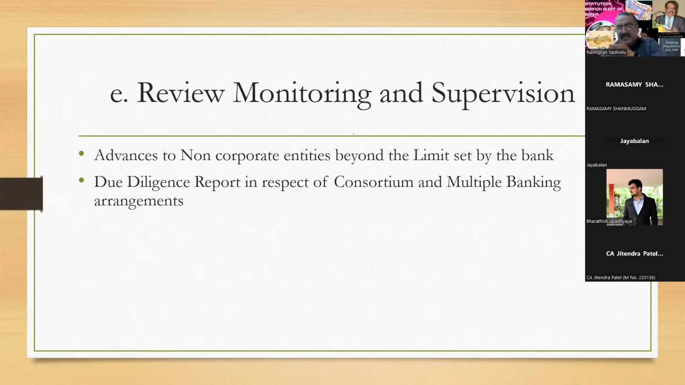Yeah, the manager, first the members, they must know what is the difference between consortium advances and multiple banking. Unless you know this difference, you will not be in a position to give a reply to this point. Consortium means there are 4 banks jointly financing one particular route.